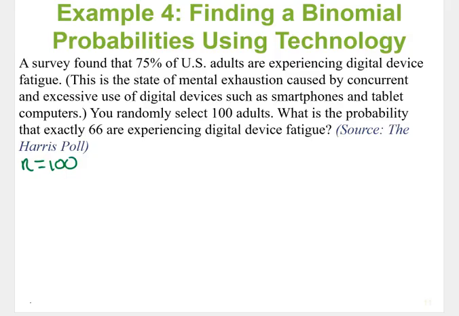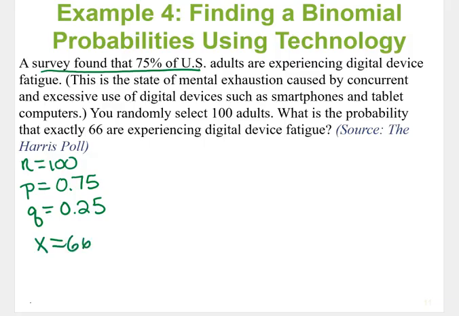All right, we need to find our probability of a success. And that is from the survey. That was at 75%, so that's 0.75, which means our failure would be 0.25. And we need to find exactly 66 people. So we want to find the probability that exactly 66 people are experiencing digital fatigue.